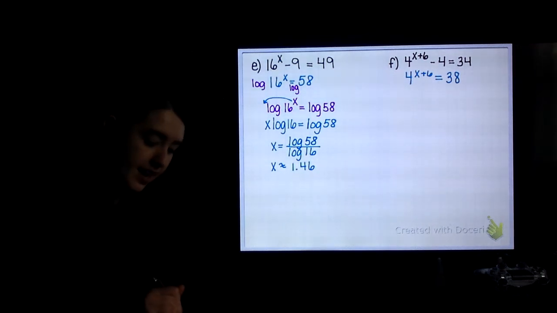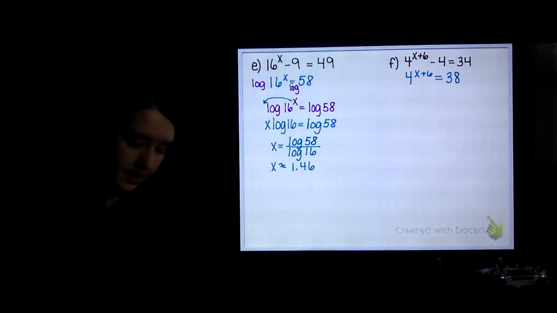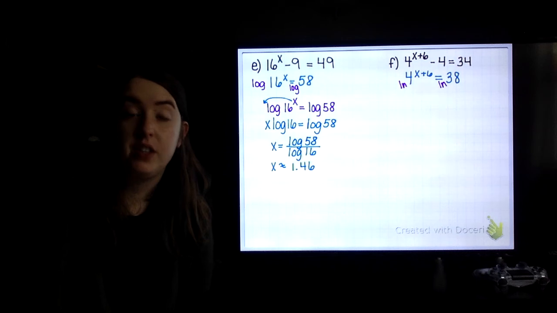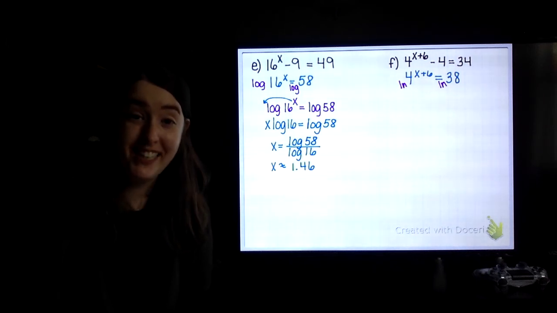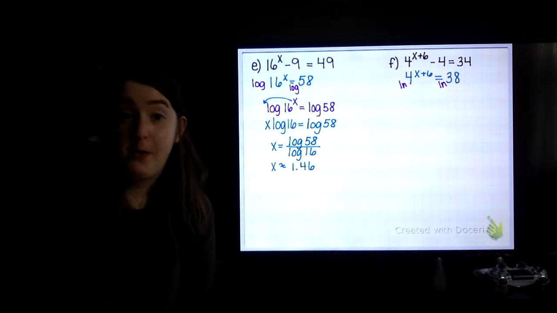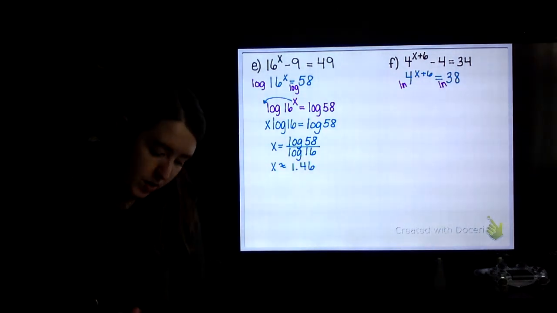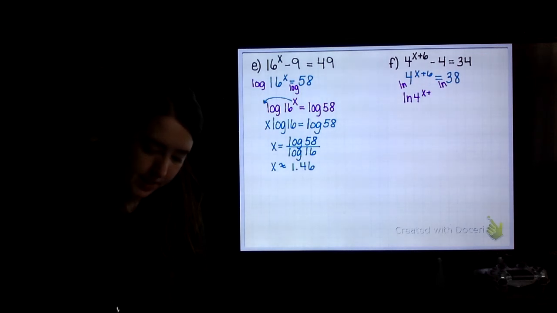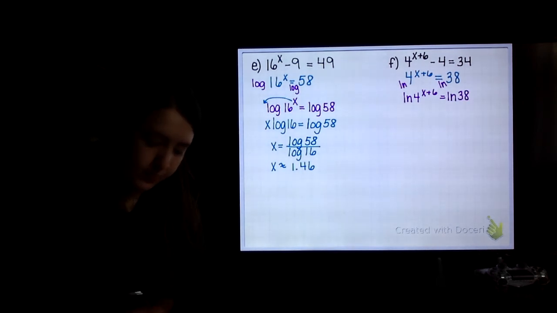And this time I'll take the natural log of both sides. It doesn't matter what kind of log you take. Like I mentioned earlier, sometimes people like to take the natural log of both sides because ln is fewer letters than log. So whatever floats your boat. So right now we've got the natural log of 4 to the x plus 6 power equals the natural log of 38.